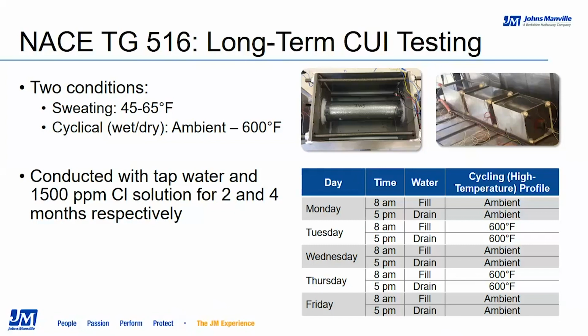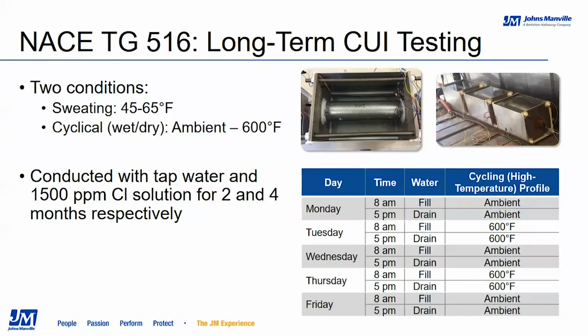So what happened was industry end users partnered with NACE, the National Association of Corrosion Engineers, to develop a relatively new test protocol, and this is NACE TG 516. This test protocol explores the long-term performance of an insulation as a component of a complete assembly. That's the insulation, the jacketing, and the pipe. And the intent here was to design a test that could more accurately replicate real-world conditions in a laboratory setting.